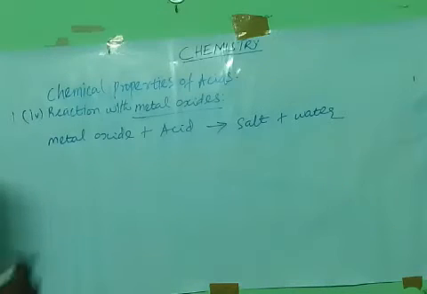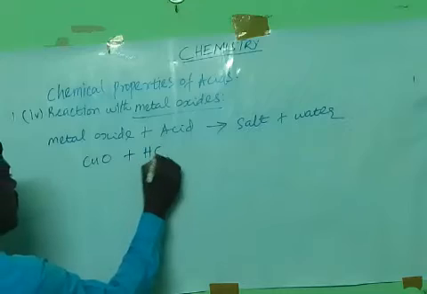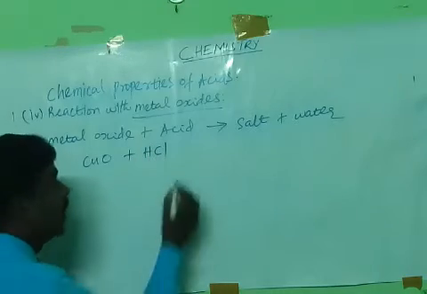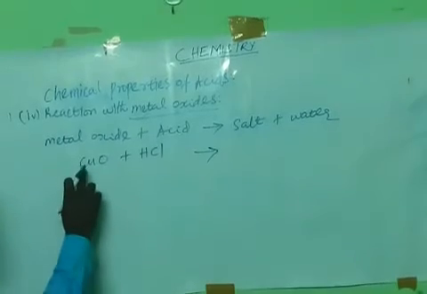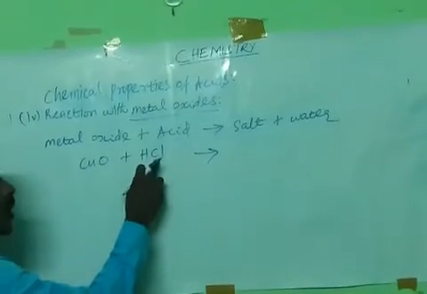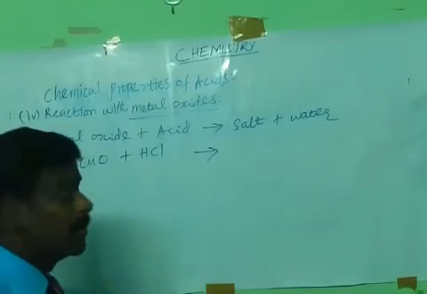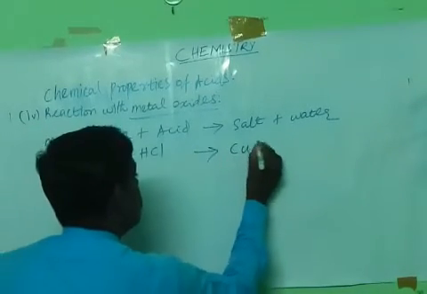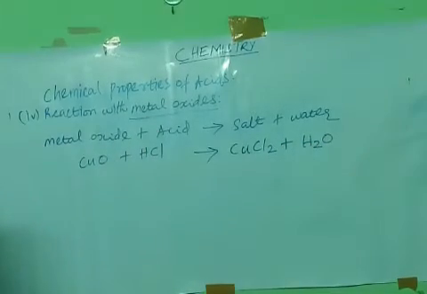Metal oxide, let us take copper oxide with hydrochloric acid. It forms, what salt will form? You see, we have copper metal and here chlorine in hydrochloric acid. So it is copper chloride, CuCl2 plus water, formula we will know, H2O.